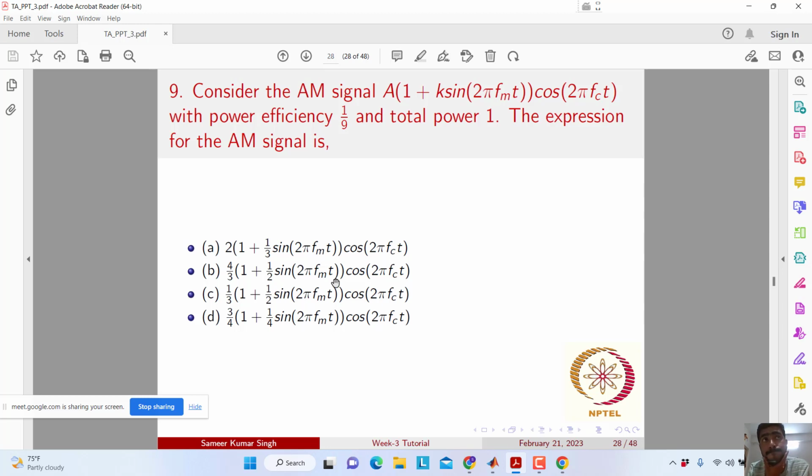Question 9 is clear? Okay, basically we have a power efficiency is given and total power is given. So by using the eta, you can calculate a modulation index, and then by using total power is given, from there you can get the amplitudes. So please try. I hope you all will solve this question.